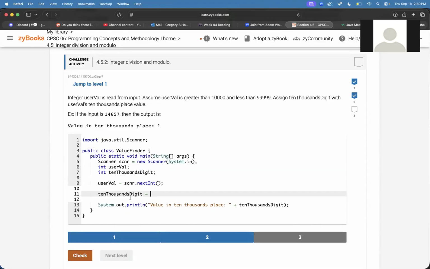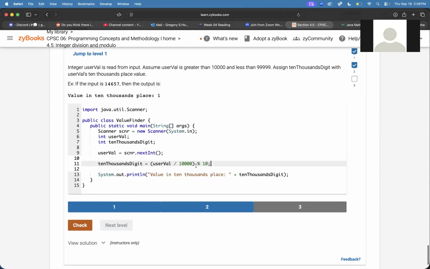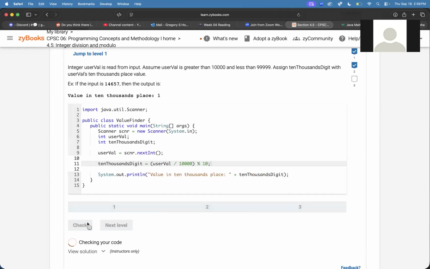If you want the hundreds digit, you divide by 100 and then do mod 10. If you want the thousands digit, you divide by 1,000 and then mod 10. So here, if we want the 10,000s digit, you would take the number, which is user val, and divide it by 10,000, and then after that, so we need this in parentheses, you would do modulo 10. And that will give you the 10,000s digit.